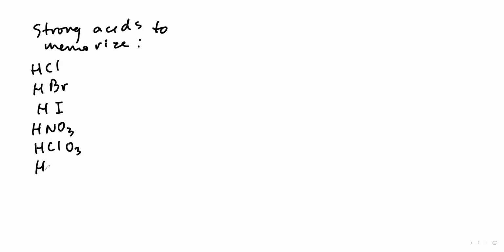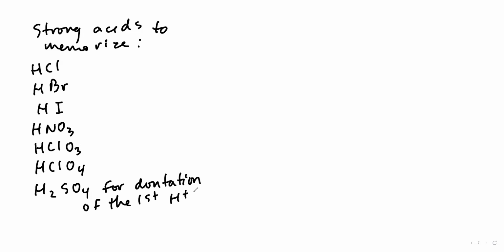To memorize. And they are HCl, HBr, HI, then HNO3, nitric acid, HClO3, that's chloric acid, HClO4, that's perchloric acid, and then a special case, H2SO4, sulfuric acid, but that is a strong acid only for the donation of the first H plus from it. It can donate 2, and we'll learn in a little bit that that means it's a diprotic species, but it's only strong for the donation of the first one. All right. Those are the strong acids that you need to memorize.